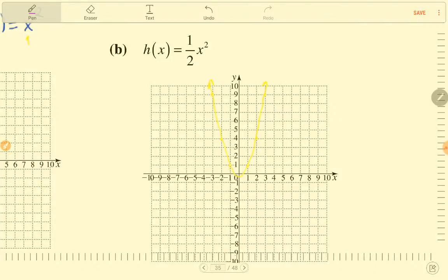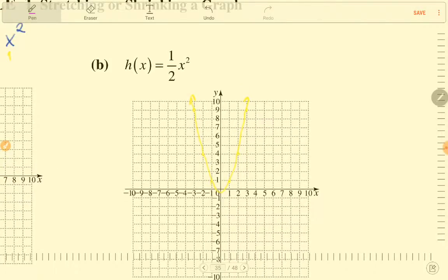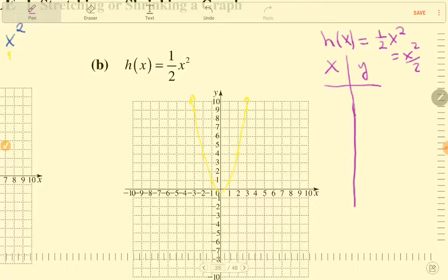All right, so again, we can do a t-table. We can do x and y, and this will be for h of x, which equals 1/2 x squared, or in other words, x squared divided by 2. So what we're going to do is we're going to take all our original values and cut them in half.